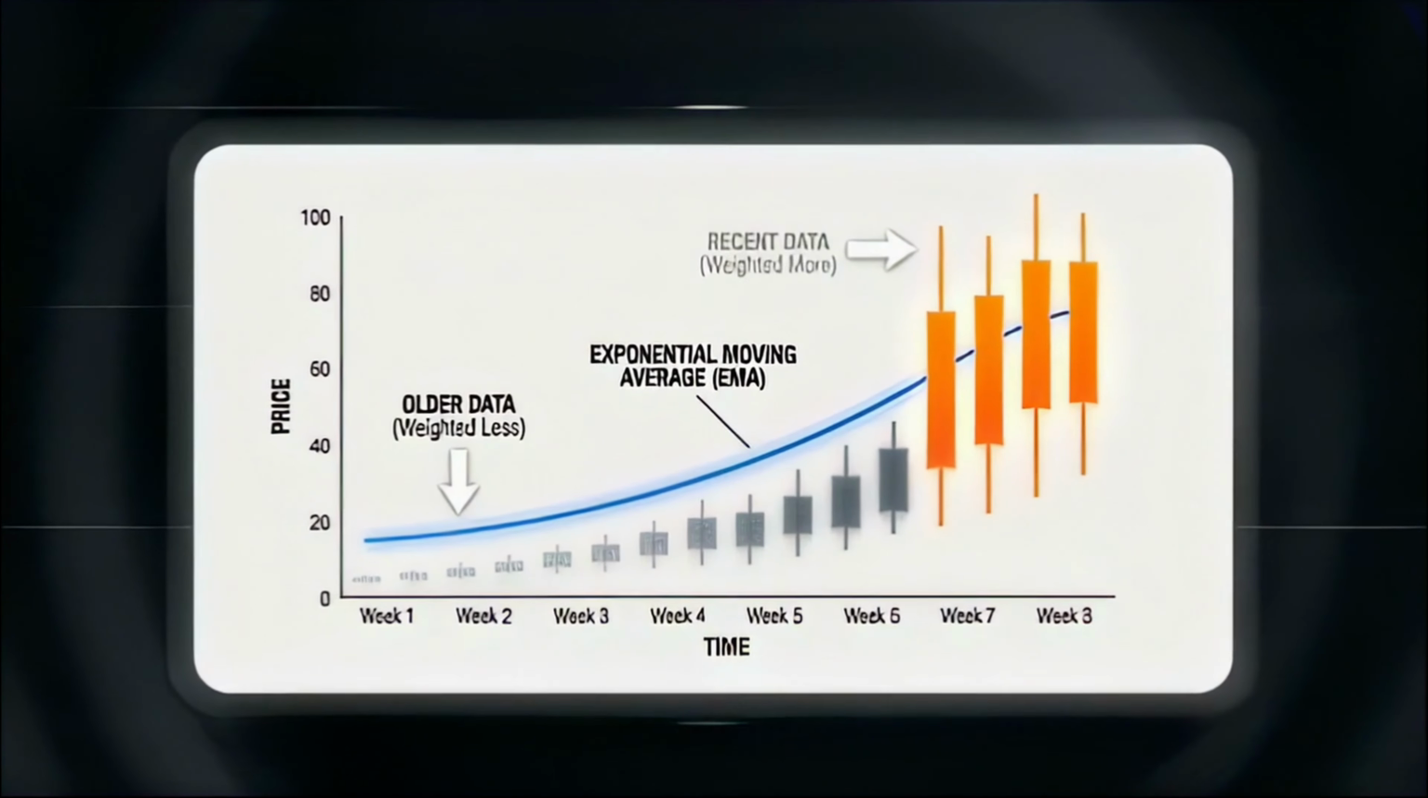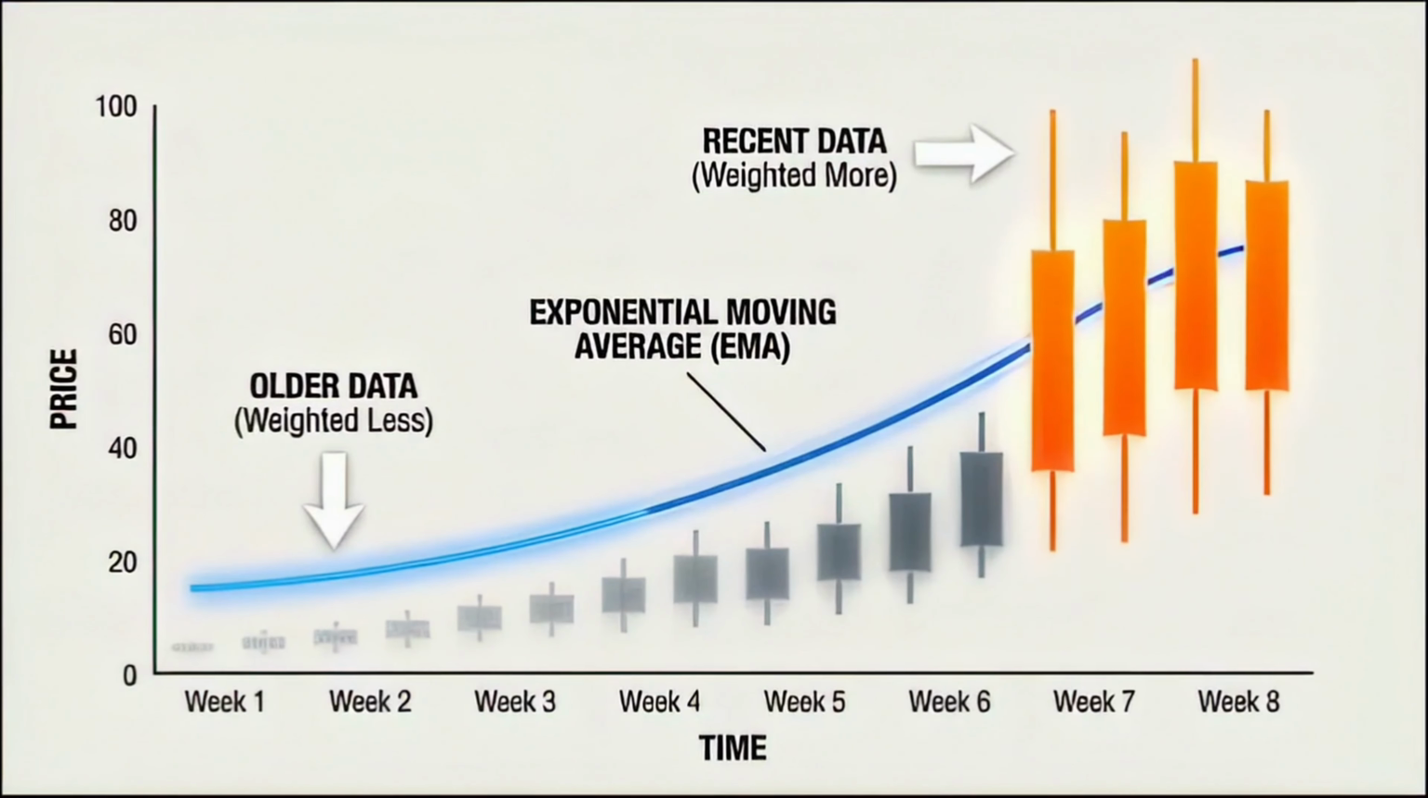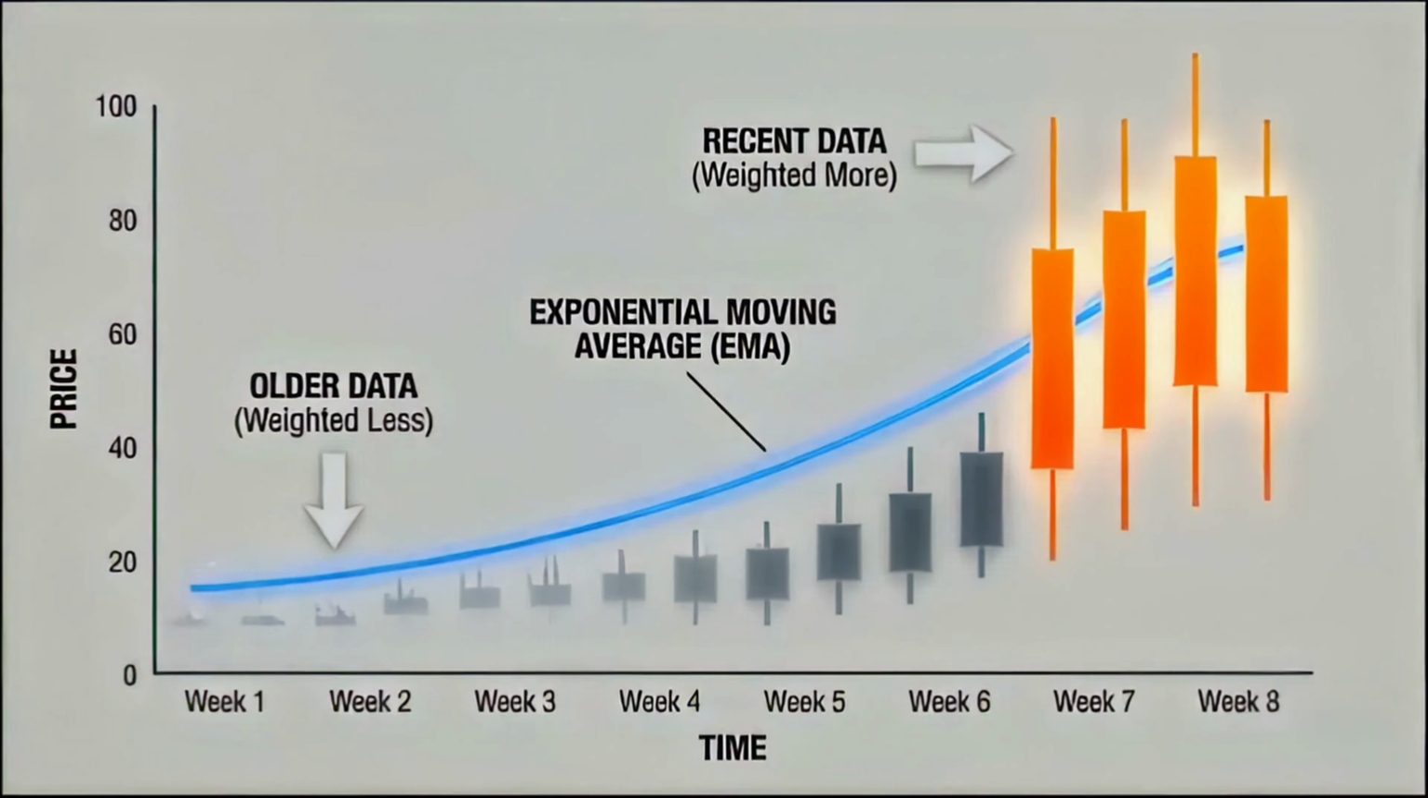So let's start there. There are 2 versions of this tool, and the difference is genuinely simple. A simple moving average treats every candle in its window equally. The price from 20 candles ago counts exactly as much as the last candle. An exponential moving average is weighted. It cares far more about recent price and reacts faster to what is happening right now.